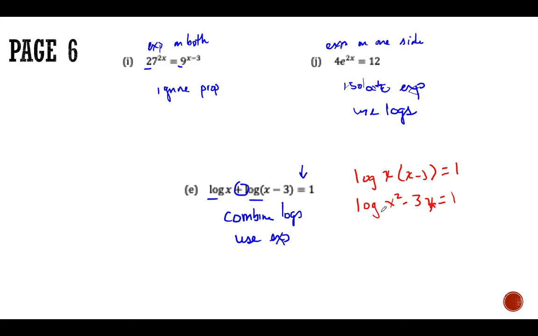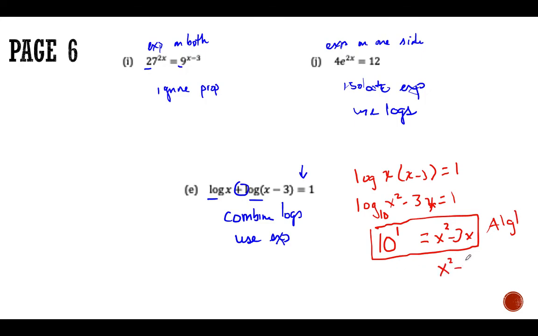Now remember, when there's no base down here, it's the common log. The exponent that turns 10 into x squared minus 3x is 1. And now I'm down to algebra 1. That's not my final answer. I need algebra 1. x squared minus 3x minus 10 is equal to 0.